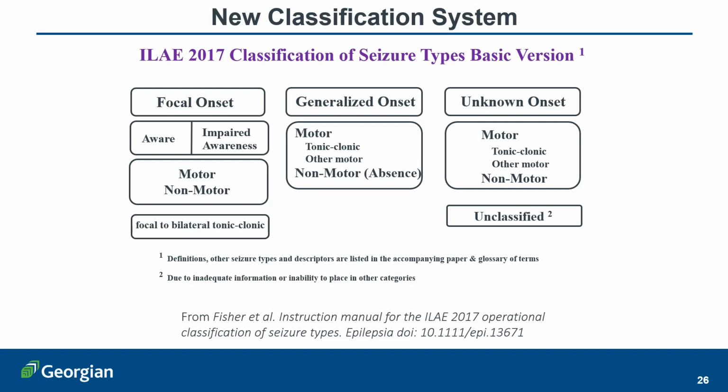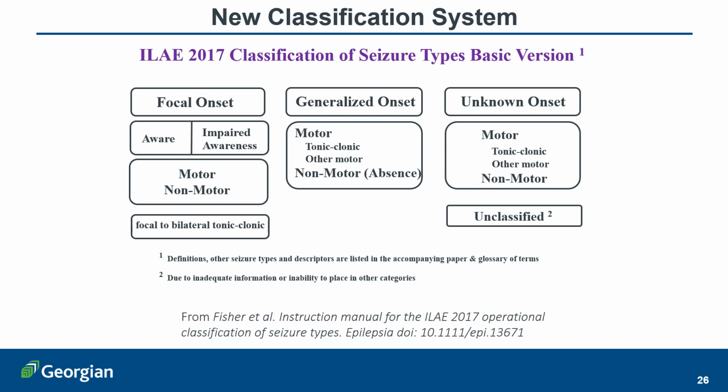It's all based upon where the onset is, so a focal onset makes a lot more sense than a simple partial complex seizure. So a focal onset means it's developed in one location, and then the next level down is: is the client aware or has the consciousness been impaired? So either aware or impaired awareness, and then is it motor or non-motor, and then does it progress to a generalized seizure. And then we have generalized onset seizure.